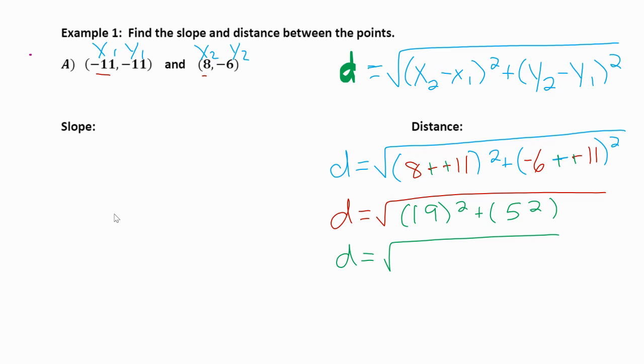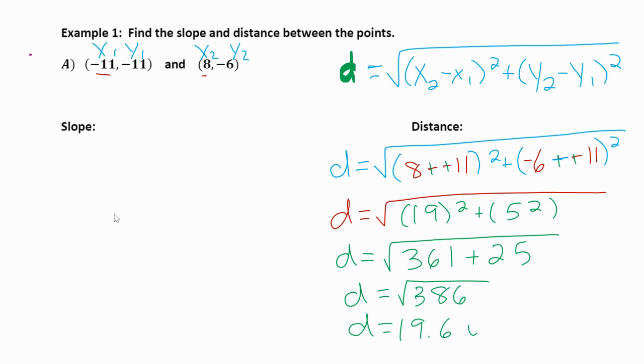19 squared is going to give us 361. 5 squared is 25. So we add the values first, we're not going to take the square root of each piece by itself. We put them together first and get 386. And then finally, our distance, or the length of that segment, would be 19.6 units.